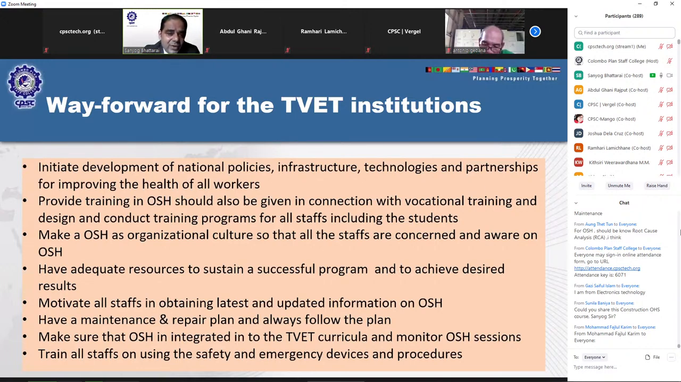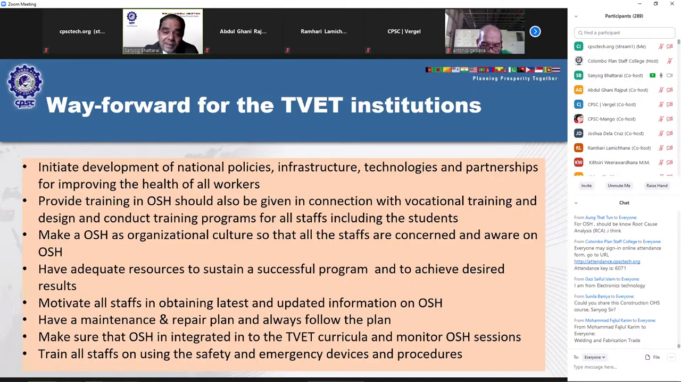Provide training in OSH, which should also be given in connection with vocational training. We should not separate it from the technical training. So in connection with the vocational training, we have to provide it, and design and conduct training programs for all staff, including the students. It is very important. All staff must be trained. They must know the safety rules and regulations.